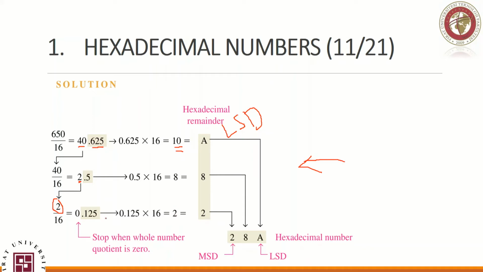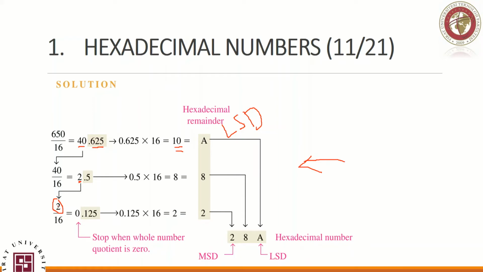So that's it. What you need to do is here, you just need to get this as a remainder because there is no integer in this division. 2 is less than 16. It's represented by its own hexadecimal digit.